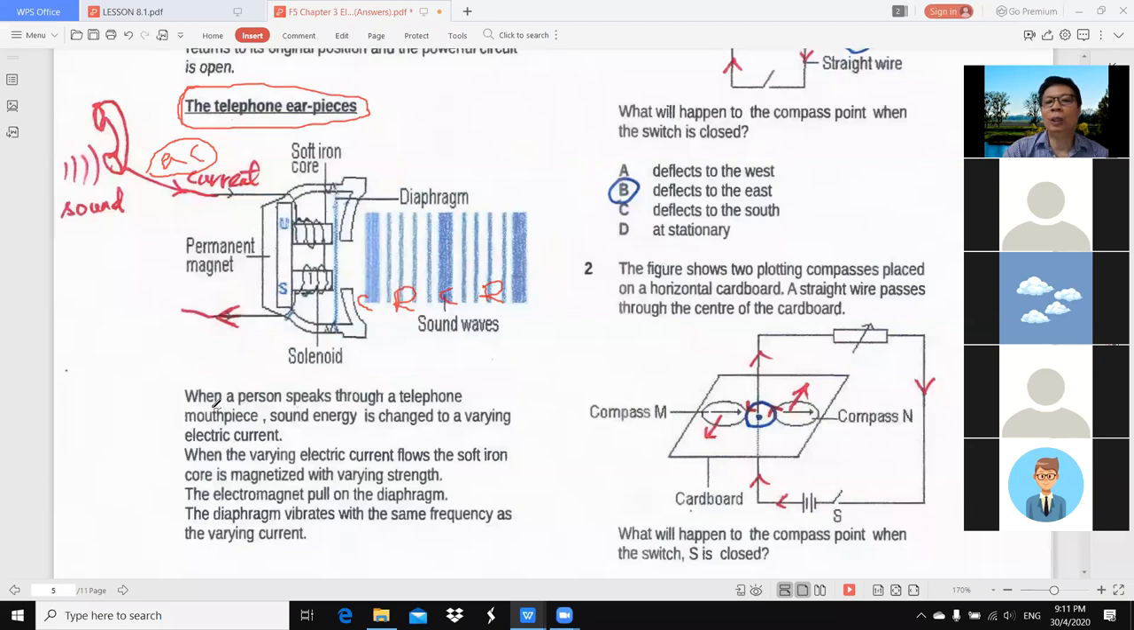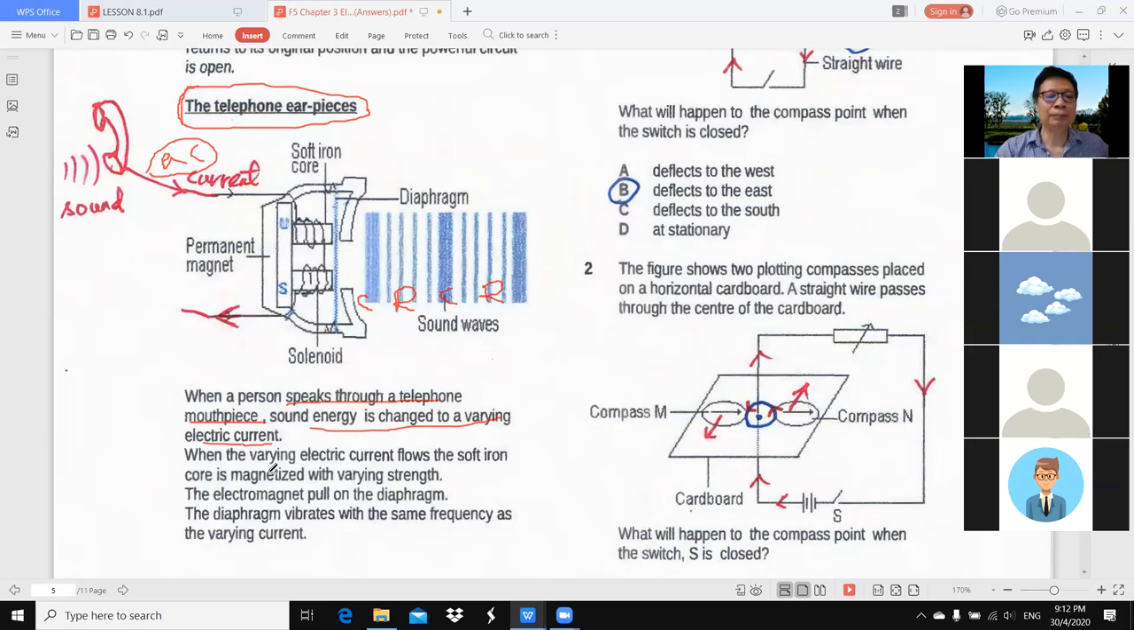Now you can read here. When a person speaks through a telephone mouthpiece, here, your friend speaks through the microphone mouthpiece, sound energy changes to varying electric current, AC current. The sound changes to AC current. Then the cable sends the current here. Actually, this current is not normal current. It's a current that carries the sound information. The words you speak, you change to current. This current carries the sound information, sent to your friend's house.